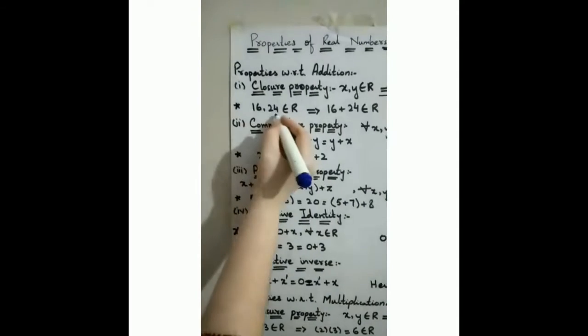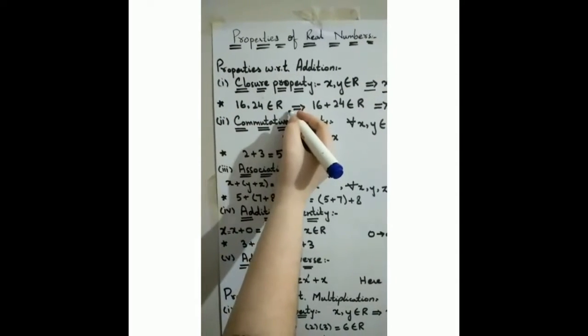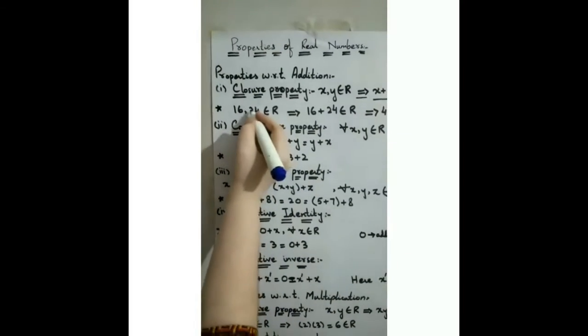16 is a real number, 24 is a real number. If 16 and 24 belong to real numbers, it means the sum of 16 and 24 also belongs to real numbers. Now comes to the second property, commutative property.